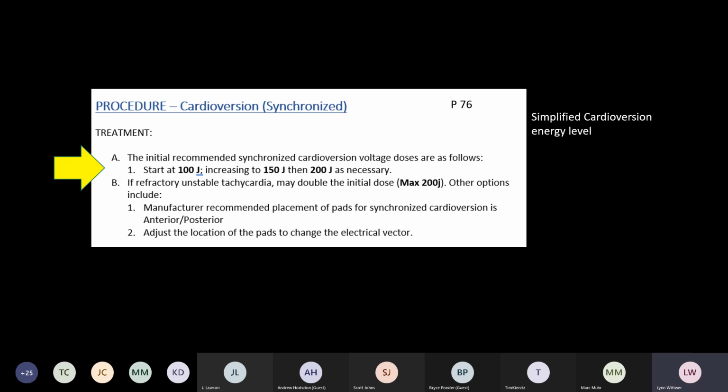Now remember, of course, with synchronized cardioversion, most of the time the patient has some cognizance of what's going on, so you need to sedate them.